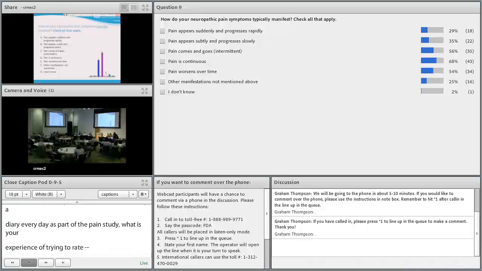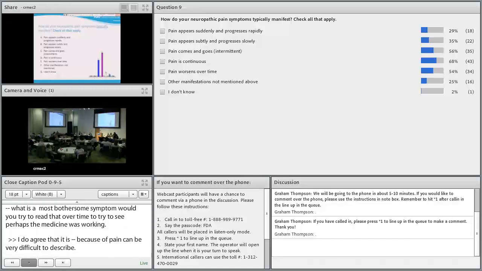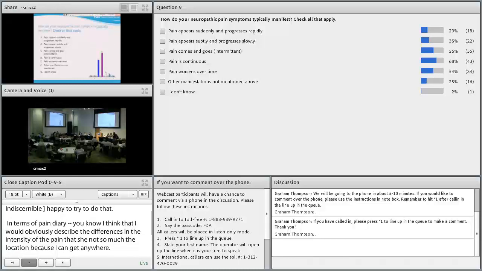Well, I do agree that this pain can be very difficult to describe. There are times when I have sensations that I really can't describe to other people, and it would be very difficult and maybe even misleading for me to try. But in terms of a pain diary, I would obviously describe the differences in the intensity of the pain, and not so much the location, because I can get it anywhere, but more the intensity. And it seems when I get a flare that the pain becomes perceived in more of a limited area.